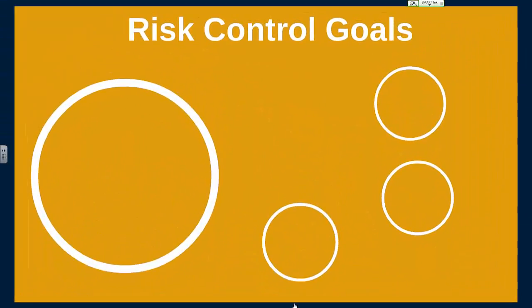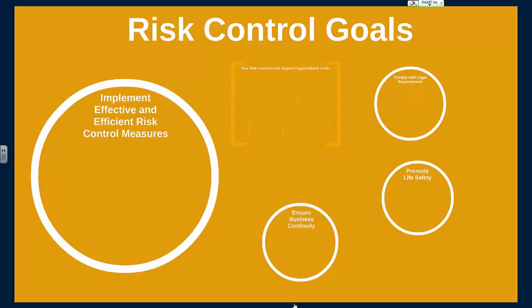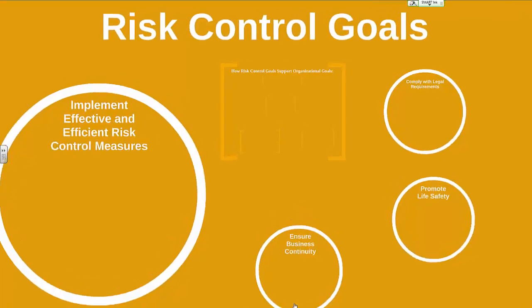Now let's discuss risk control goals. We'll talk about implementing effective and efficient risk control measures, complying with legal requirements, promoting life safety, and ensuring business continuity. But before we do, let's briefly talk about how risk control goals support organizational goals.